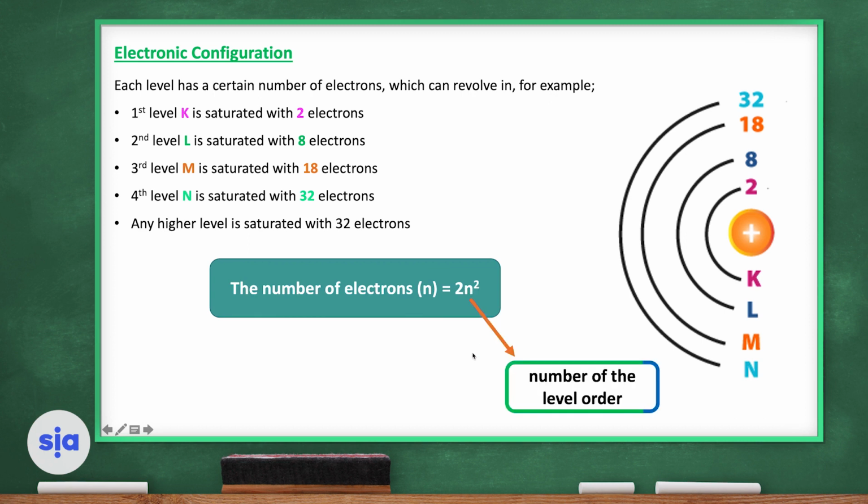What is n? n is the number of the level order. So K is number 1, so n is 1 in case of K. n is 2 in case of L. n will be 3 in case of M, and n will be 4 in case of N, and so on. So the first level, K, where n equals 1, the number of electrons will be 2 times 1 to the power 2, which is equal to 2. This rule is to know the maximum number of electrons that can revolve in a particular energy level.